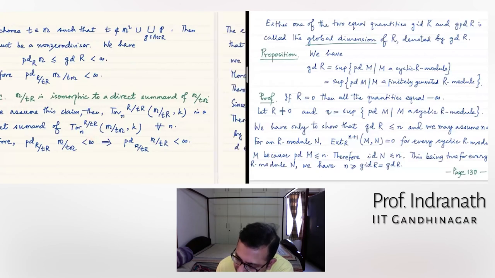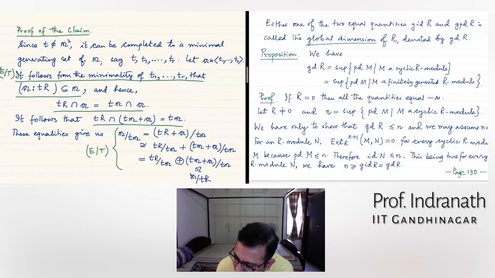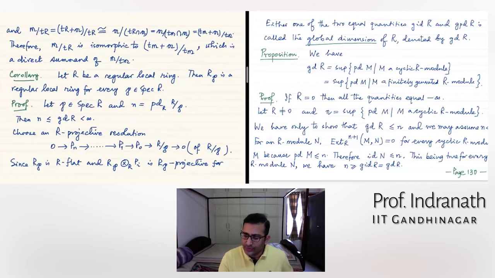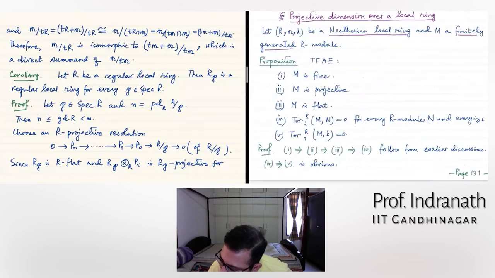And here you can see that these equalities will actually show that this portion is what is isomorphic to M mod TR, okay? And finally, what is A? A is part of this generating set of M, where you have created this generator by extending this element and so on. And then you are using the facts that the global dimension is actually equal to the projective dimension, et cetera, et cetera.